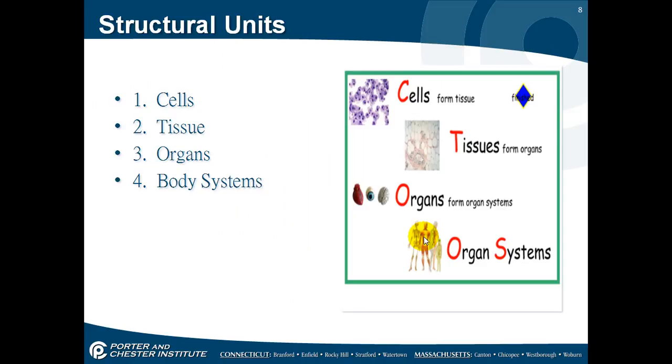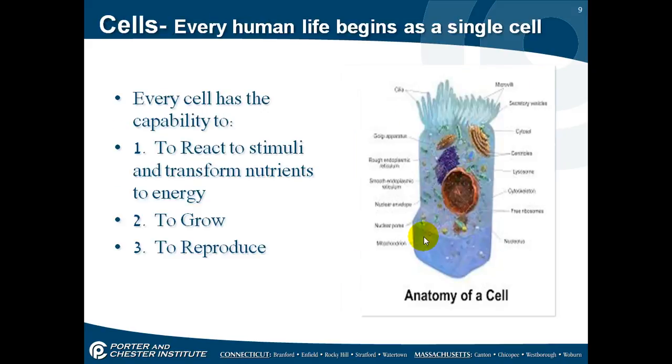The structural units of the body. The basic unit are cells. Next we have tissues. Tissues grouped together form organs. Organs come together to form body systems. Cells. Every human life begins as a single cell. Every cell has the capacity to do several things. First, to react to stimuli and to transform nutrients into energy. Second factor would be growth. And the third is to reproduce.